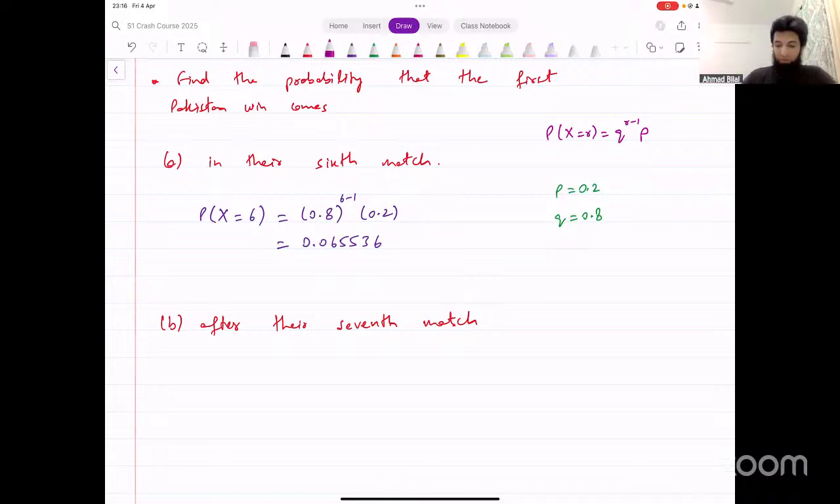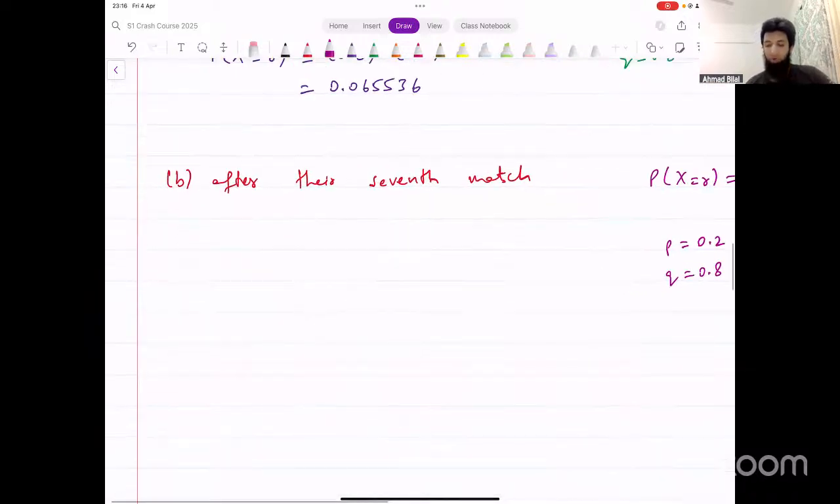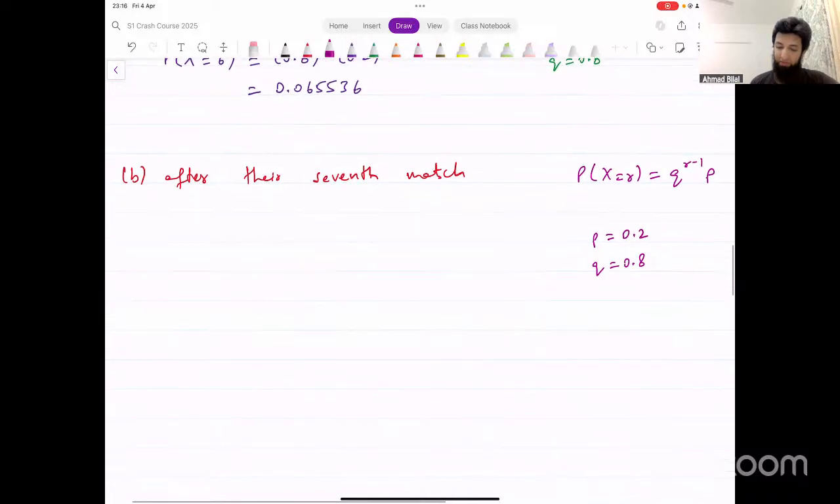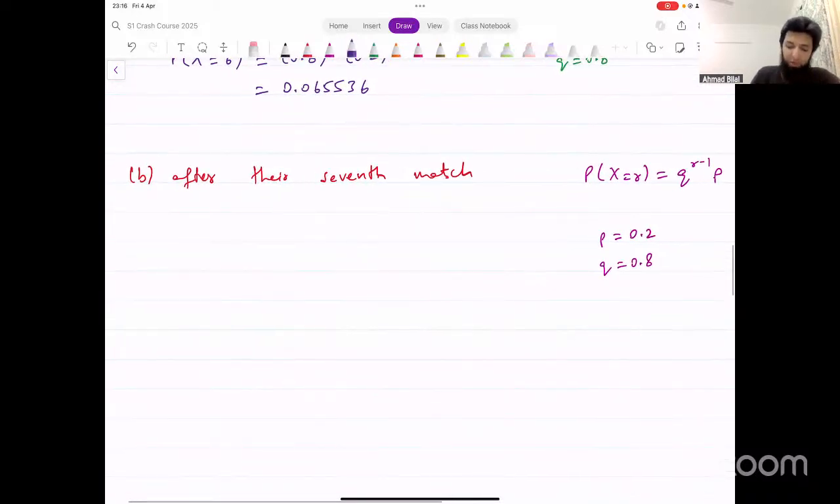What was the formula? The formula for a geometric distribution is probability of x equals r, that is equal to q raised to power r minus 1 times p. We know that the probability of success in this case is 0.2, probability of failure is 0.8. And what we're looking for is probability that the first success comes after their seventh match. So what are we looking for? We're looking for probability of x greater than 7, right?